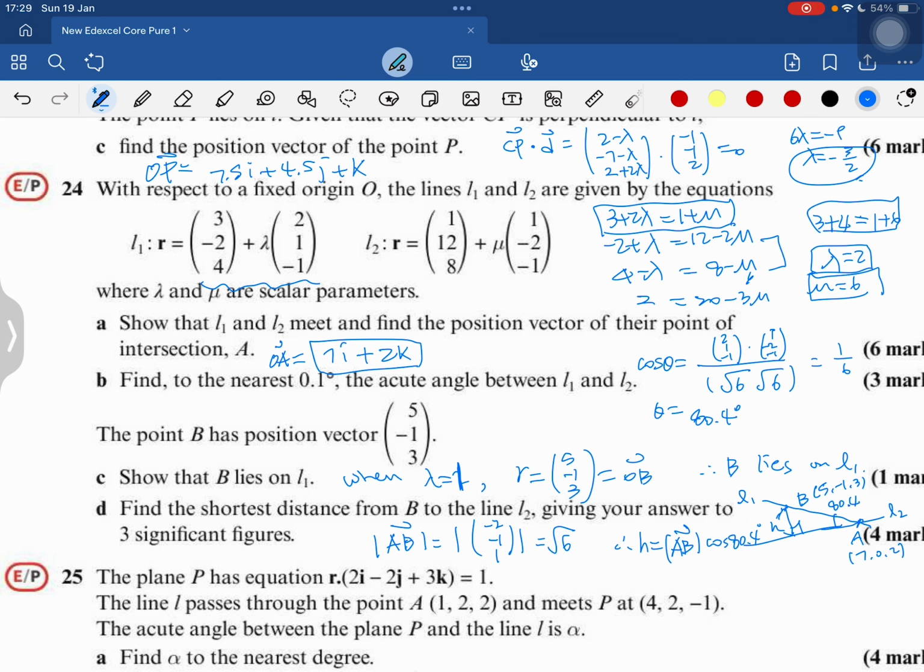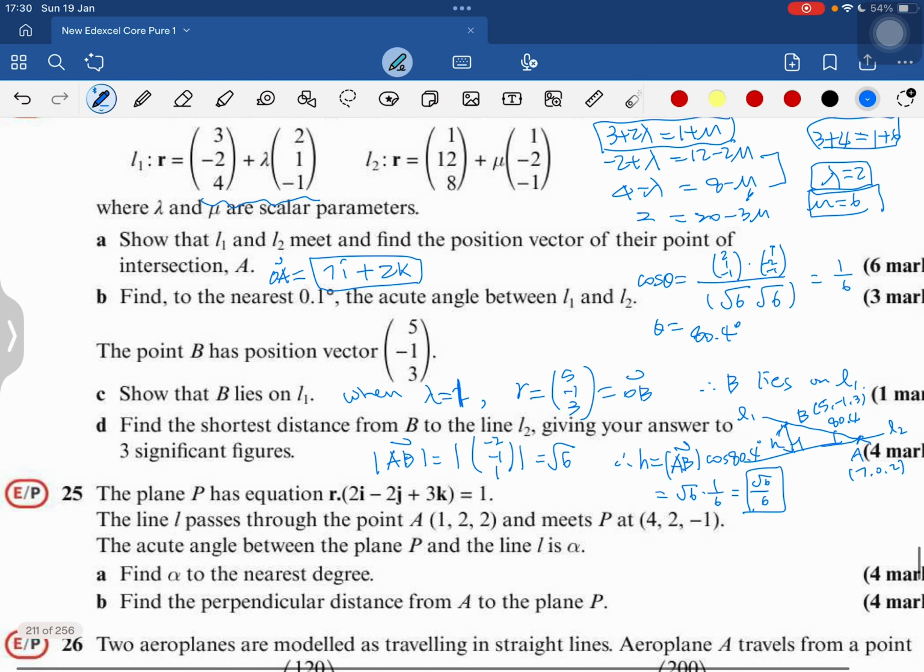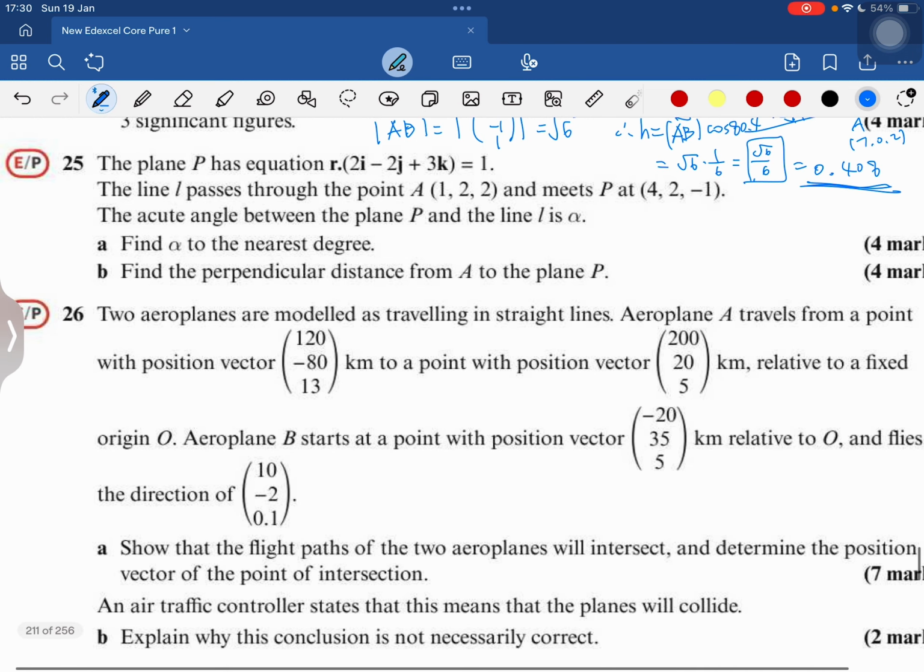So AB is square root 6, cos of the angle is 1 over 6, which we found. Therefore, the distance is square root 6 over 6. This is the shortest distance, but it asks us to give the answer to 3 significant figures. So 0.408. This is the answer. Number 25.